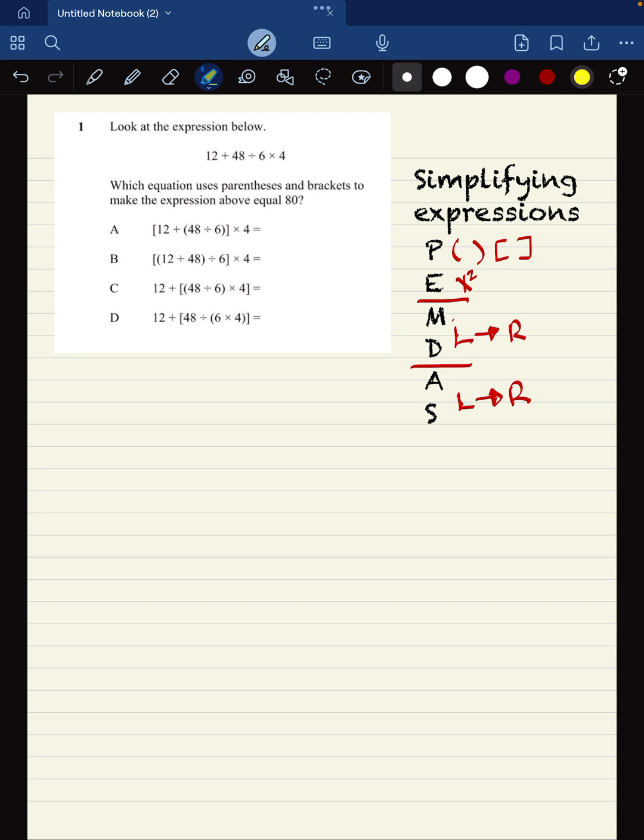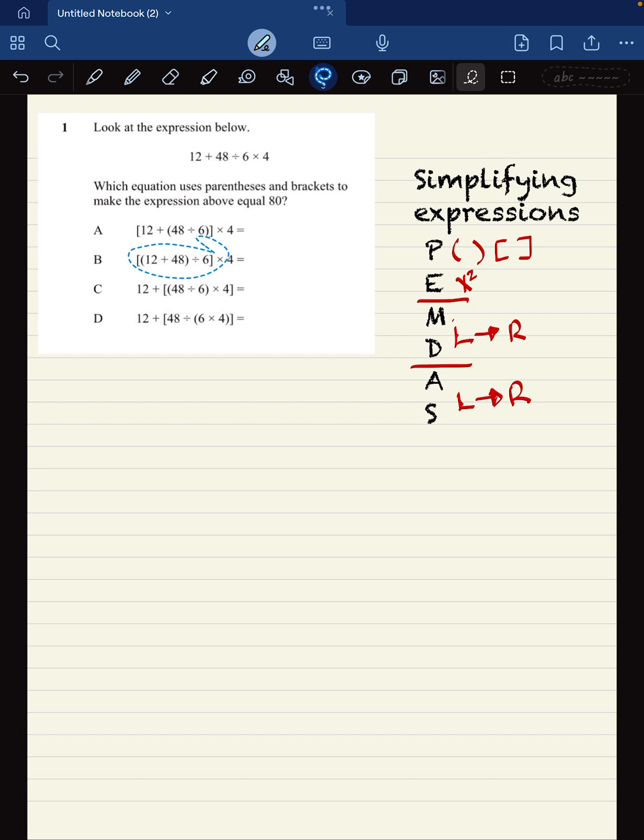equal to 80. So they're using the same expression, they're just changing the placement of the brackets and the parentheses, and you will see how that is going to change the outcome. And so we're going to highlight our most important part. We are looking for the one that equals 80. And there is no shortcut to this, guys. We are basically going to follow, as we've done in class, PEMDAS.